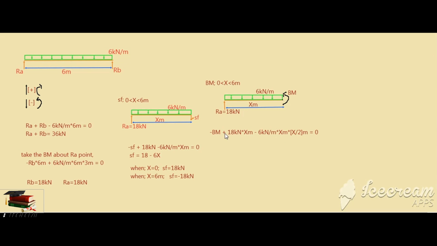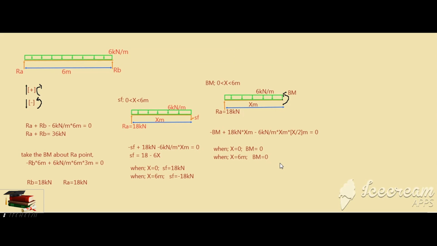We have gained an expression with x, so I can substitute x as 0 and 6 to get a value for the bending moment. When x is equal to 0 and 6, the bending moment value is 0. We have already found our shear force and bending moment values for each beam section. Then our next step is to draw the shear force and bending moment diagram.